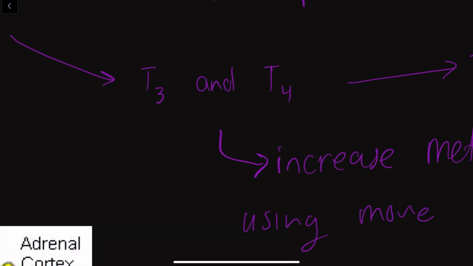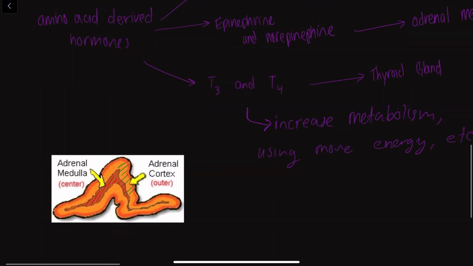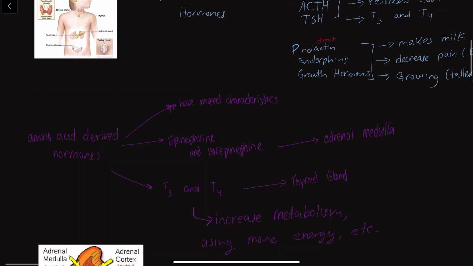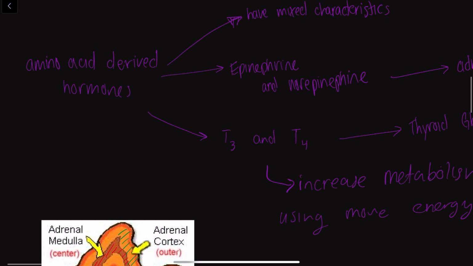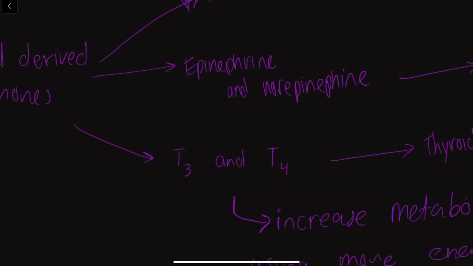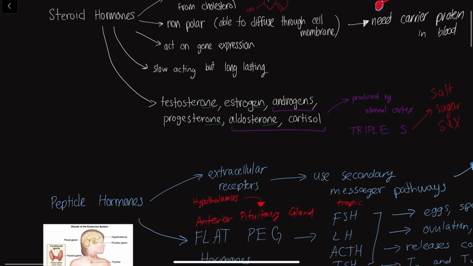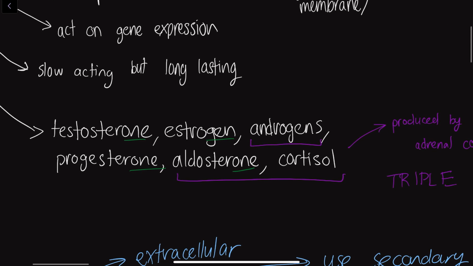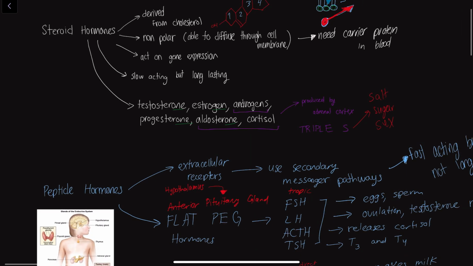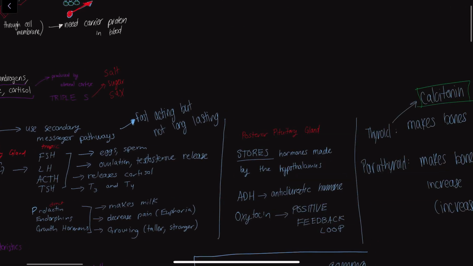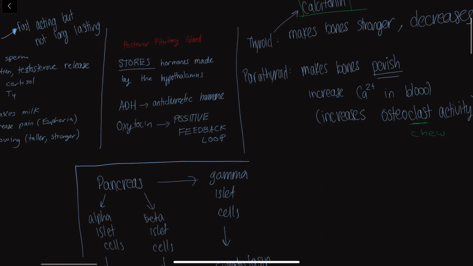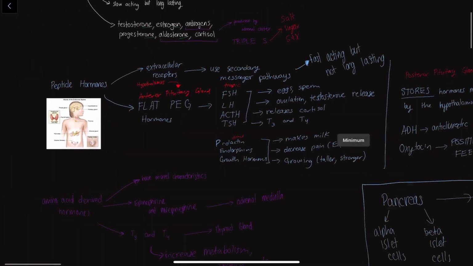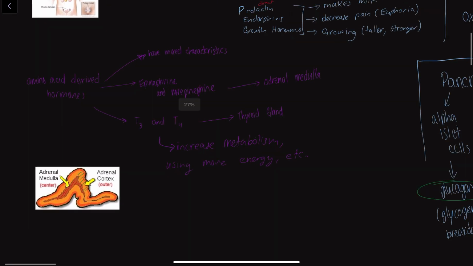And for T3 and T4, you have to know that T3 is more potent than T4, but again, it's not really that important, but that's the main thing you should know about each one. So again, just remember these are the amino acid derived hormones: epinephrine, norepinephrine, T3 and T4. That's not too hard to remember. And then remember the testosterone, estrogen, androgen, progesterone, aldosterone, and cortisol are the steroid hormones. And then if you have any other hormone, you can just kind of assume that it's a peptide hormone, and just remember the general activity of each one. That's the most important thing.